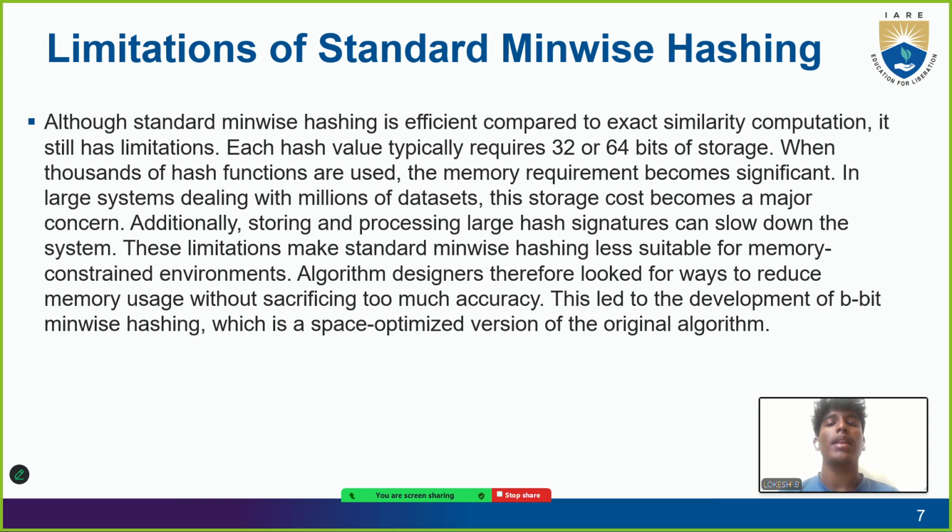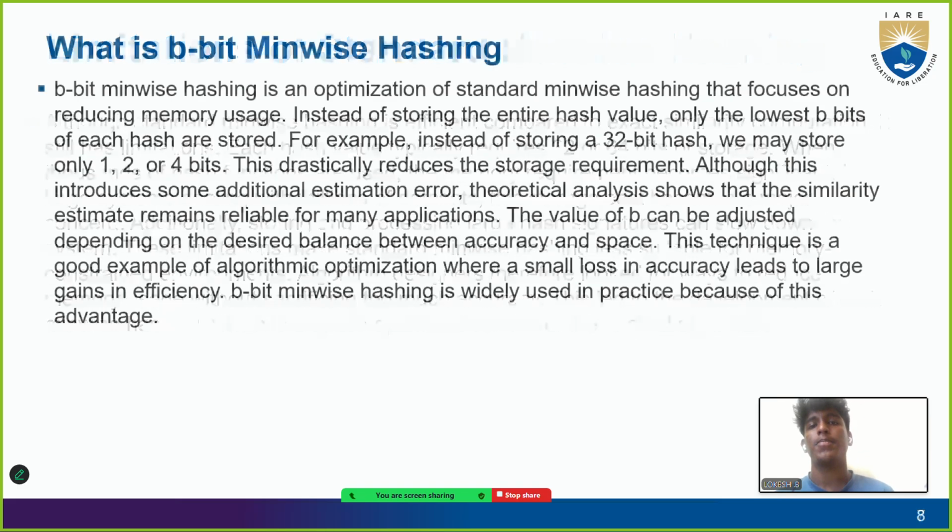Dealing with millions of data sets, the storage costs become a major concern. Additionally, storing and processing large hash signatures can slow down the system. These limitations make standard minwise hashing less suitable for many large-scale environments. Algorithm designers therefore look for ways to reduce memory usage without sacrificing too much accuracy. This led to the development of b-bit minwise hashing, which is a space-optimized version of the original algorithm.